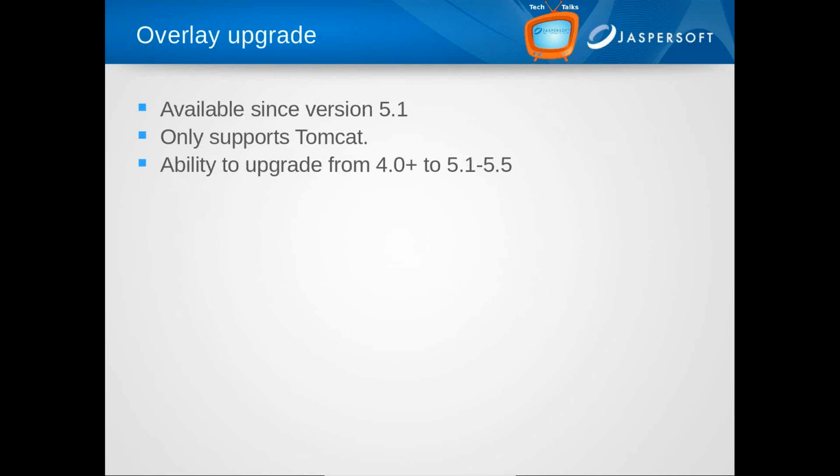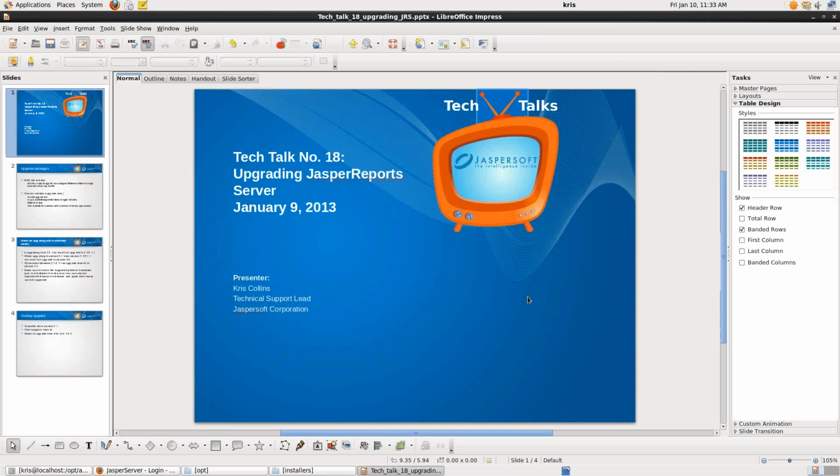The overlay upgrade has been available since version 5.1. It only supports Tomcat. There's some discussion about adding support for other application servers, but that hasn't happened yet. With the overlay upgrade, you can upgrade from any version from 4.0 on to versions 5.1 through 5.5. Okay, let's jump right in.